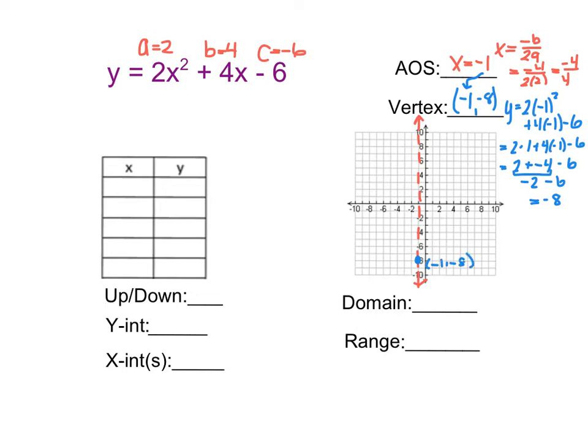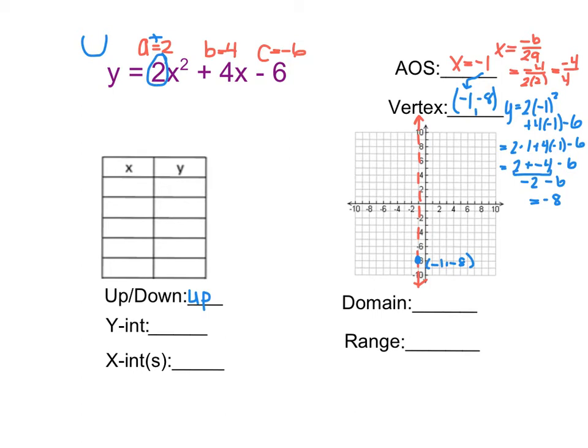Then from here, I want to make a judgment call on whether my graph is going to open up or down. And if I look here at my a value, I notice that my a value is positive. And because my a value is positive, I know it's going to be a normal parabola that looks like a U and opens up. So that's what I expect to see as I find additional points.